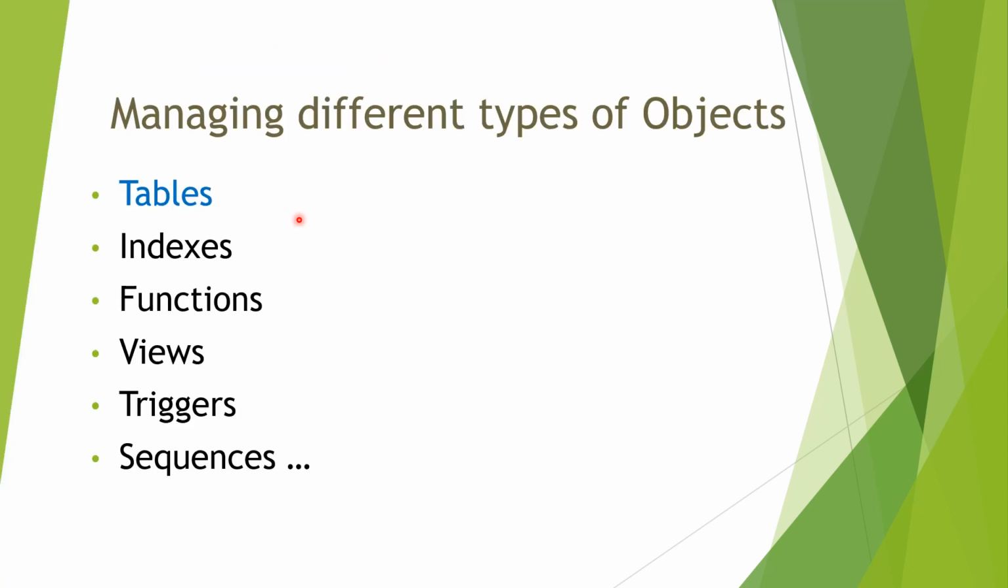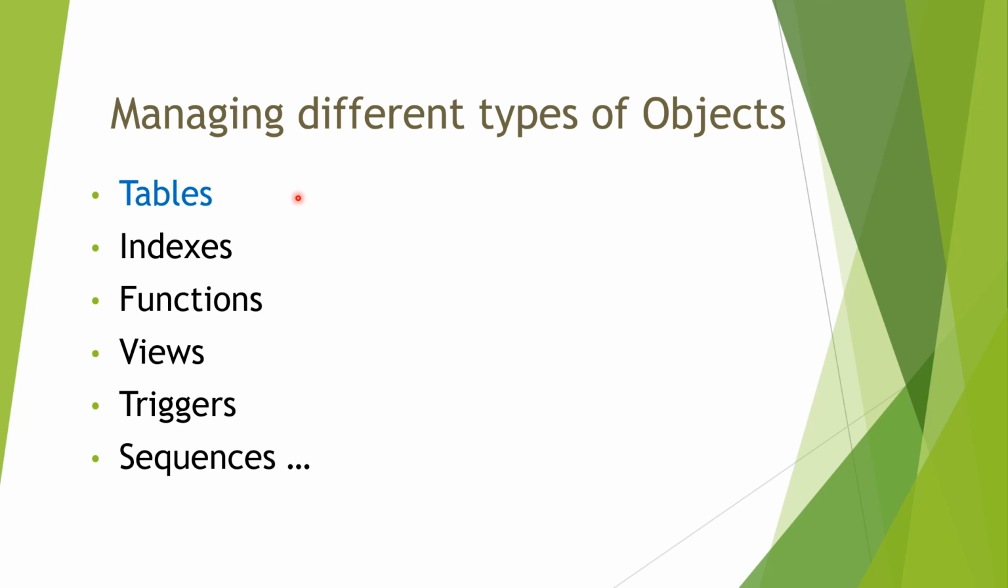Whereas the application team defines the various types of objects like tables, indexes, functions, views, triggers, sequences, and so on, which are required for their application. But as a DBA you must have knowledge of these objects so that it will be useful while troubleshooting application-specific issues.